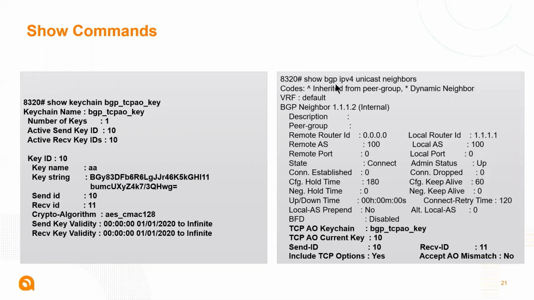And next comes the show BGP unicast neighbors. So here it will display the TCP AO keychain associated with the BGP peer, what is the current key, what is the send ID, what is the receive ID, and whether include TCP option is enabled, and whether accept AO mismatch is enabled or disabled. So this is also an existing show BGP command, but the show command options have been enhanced to support the TCP AO options.